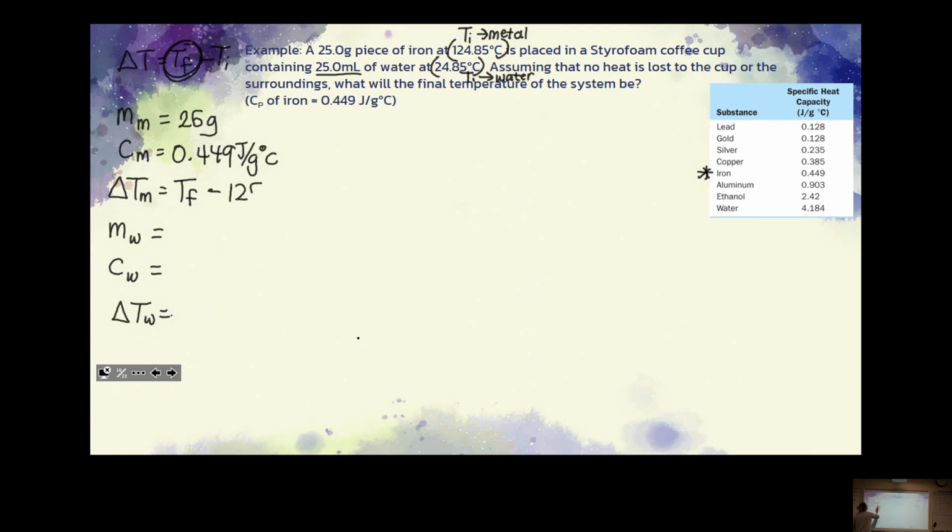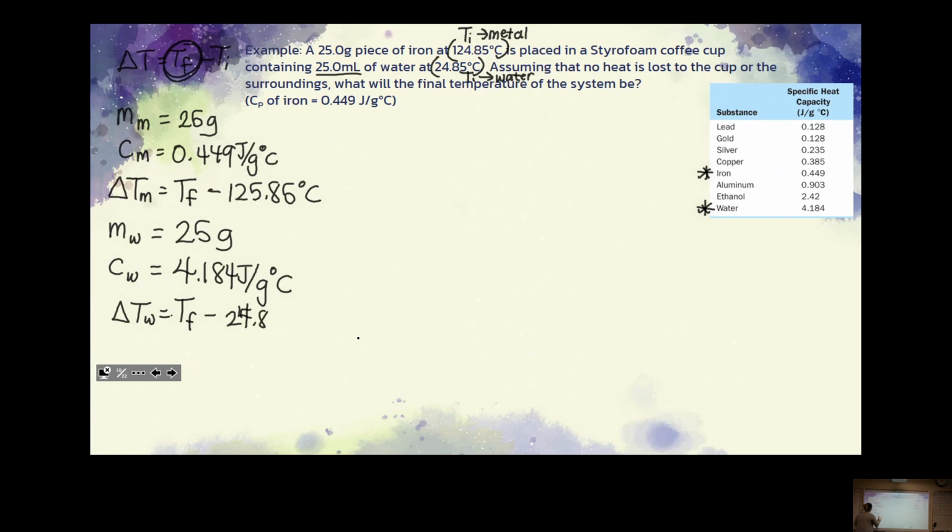So I'm going to just write our initial temperature here. Okay, and then the mass of the water. Now, if you guys remember, the density of water is 1 gram per milliliter. So we're saying 1 gram of water equals 1 milliliter of water. So since I have 25 milliliters, I know based on the density that it's equivalent to 25 grams. Okay, our specific heat of water, you just run over to your chart, 4.184. Okay, again, those are always given to you. You do not have to memorize them.